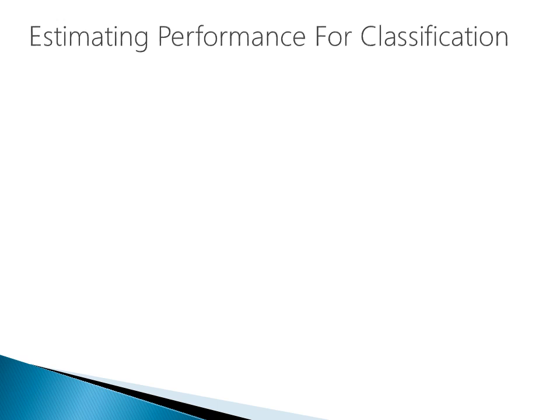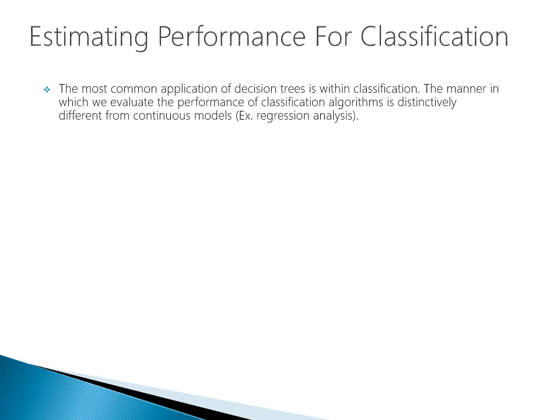So how can we estimate the performance for classification? So far in the series of lectures, we've talked about evaluating regression analysis, but we never really got into performance measurements for classification exercises. I think this is a great area to dive into this topic because the most common application of decision trees is within classification.